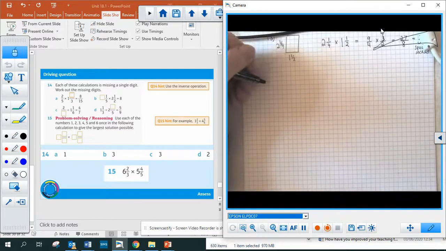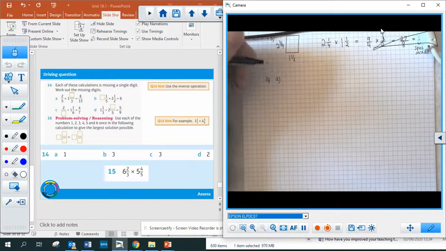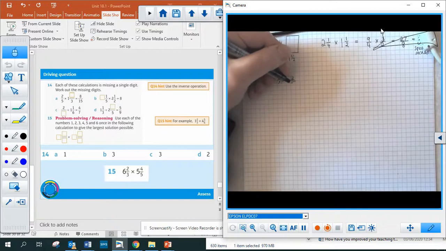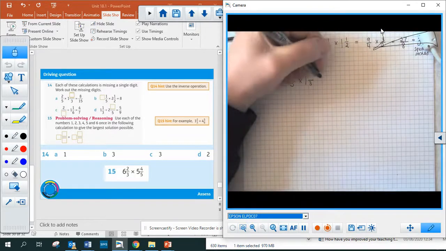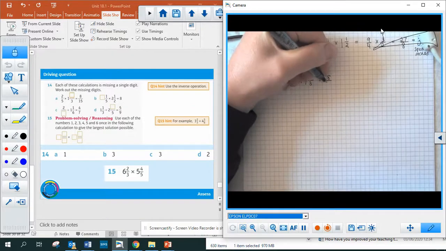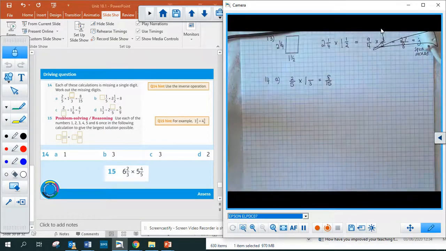So, question 14 says each of these calculations is missing a single digit. Work out the missing digits, okay? So 14a, we've got 2 1/5 multiplied by 1 and a certain number of thirds is going to give us 8/15. Okay?